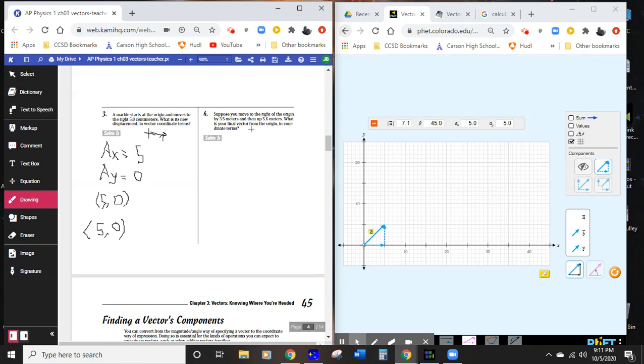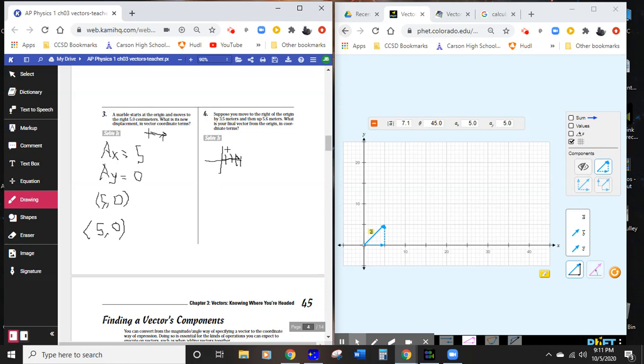Over here, suppose you move to the right of the origin by 3.5 meters, then up 5.6 meters. What is the final vector from the origin in coordinate terms? Okay. So let's draw a quick arrow here and get an idea of what happened. It said here it went to the right 3.5 meters. So there's 1, this would be 2, here's 3, and here is 4. Okay, so it went about 3.5, which is about right here.